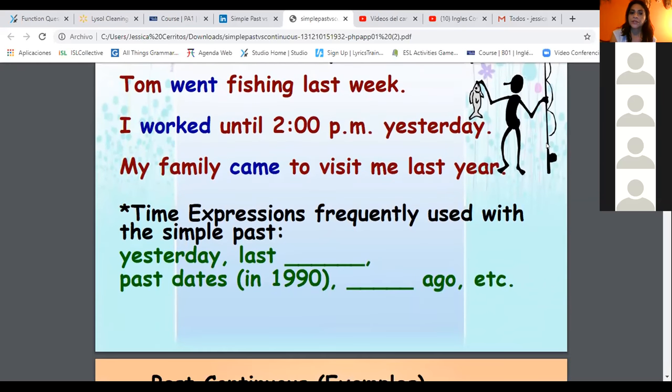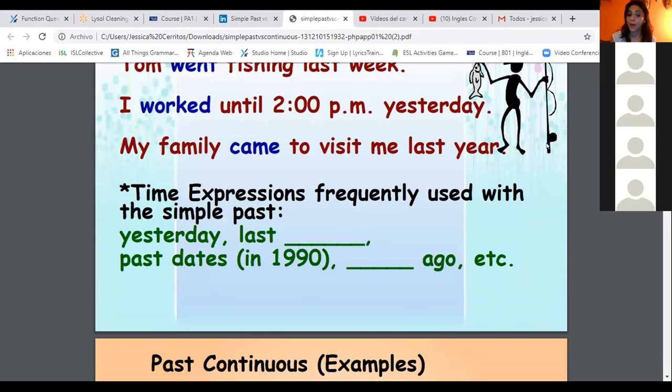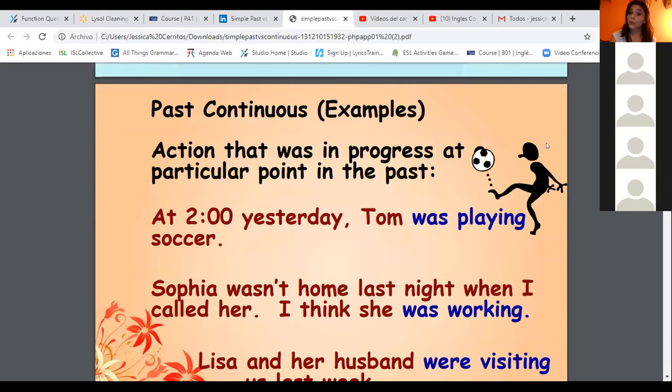Okay? Time expressions frequently used with the simple past. We say yesterday, last night, last month, last week, last weekend, last year. All right, or past dates, in 1990, in 1985, in '78, or whatever. You can also use ago, like 2 days ago, 5 years ago, 2 weeks ago, a month ago. Every time you use ago, last, yesterday, or specific dates, we're talking about simple past because the action began and it finished. Do you understand that? Yes, teacher. Excellent. Very good.